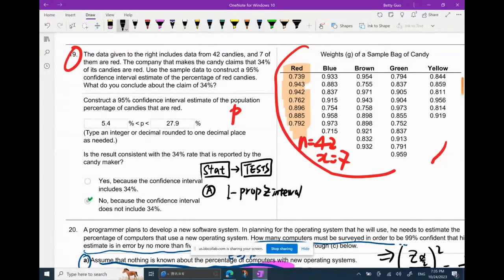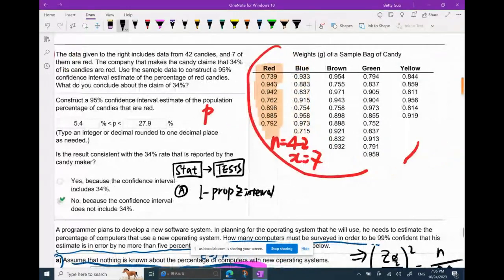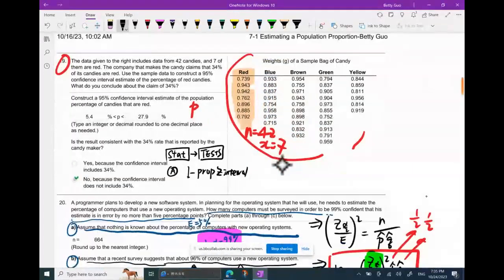What should we enter for x? Now you would see the menu with the following entries: x, n, C-level, and then calculate. Can you explain where you got n and x to begin with?